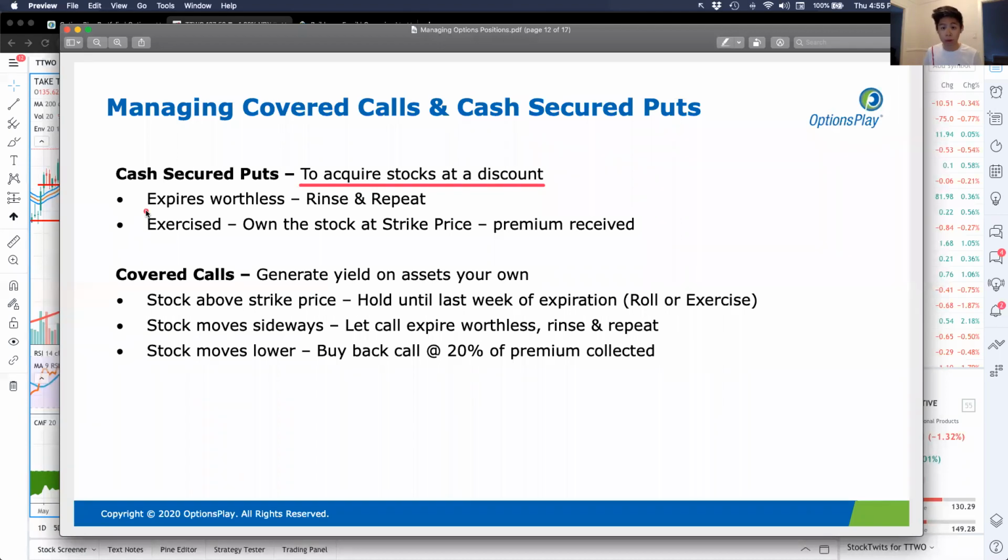If those are the two outcomes that you're not comfortable with, then you should not be selling puts to begin with. Okay. When it comes to covered calls, this is a strategy, again, that I think most of you should be familiar with, which is generating yield on your portfolio.